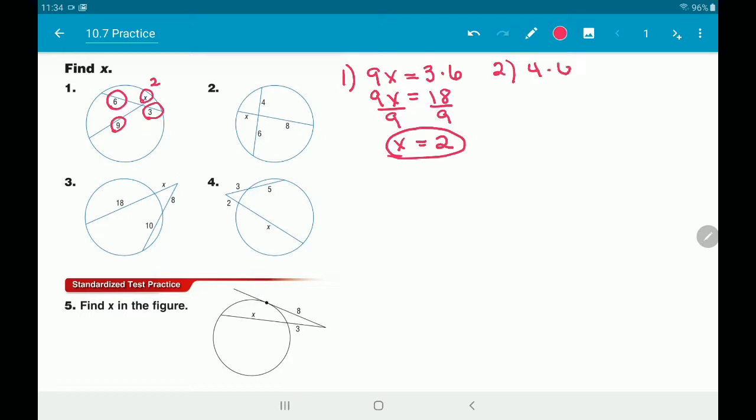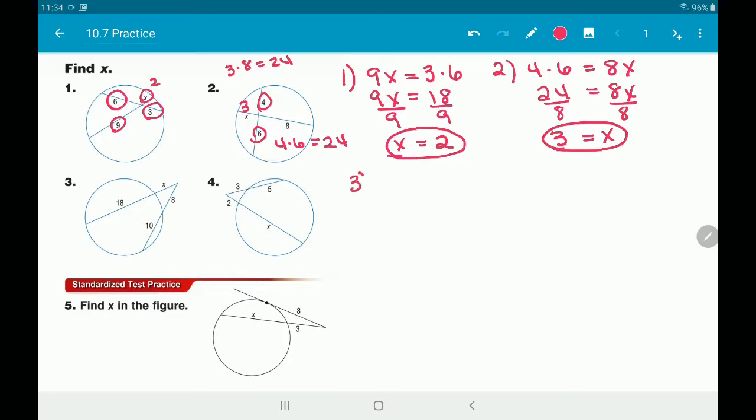On number 2, same exact process. 4 times 6 equals 8 times x. So that's 8x. 24 equals 8x. Divide both sides by 8. And we would get x equals 3. So if we plug that in, there's 3. So then if we do 3 times 8, that's 24. Now if we do these two, 4 times 6, that's 24. So that checks out.